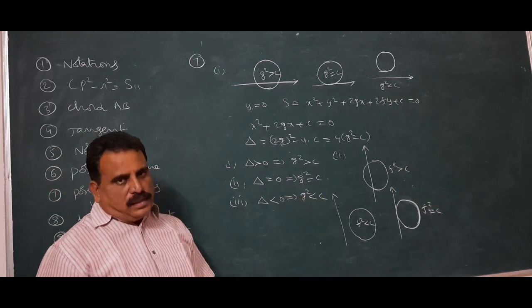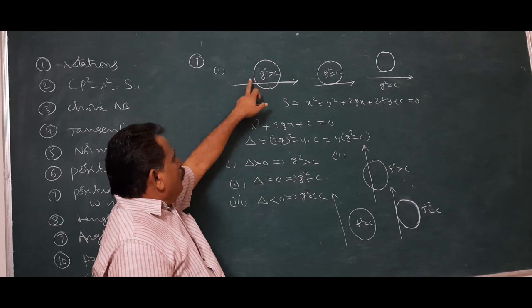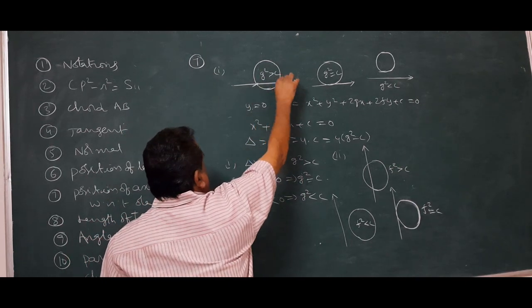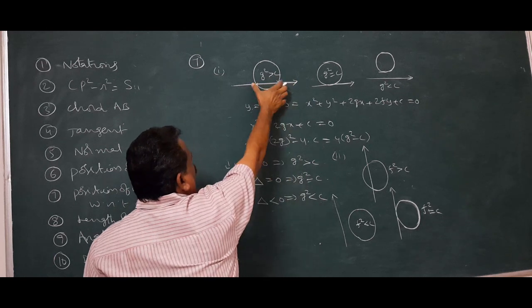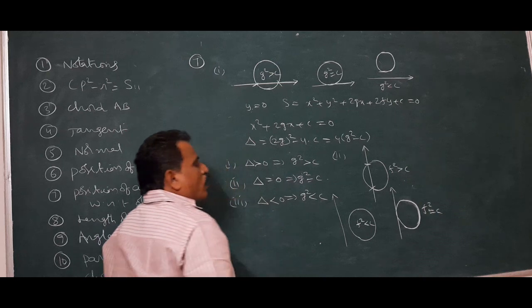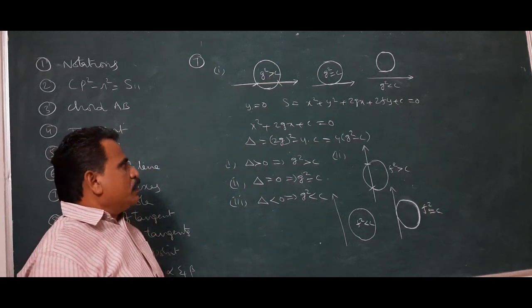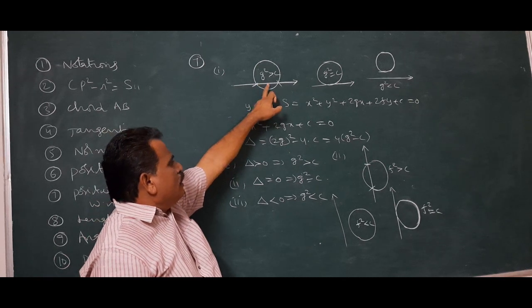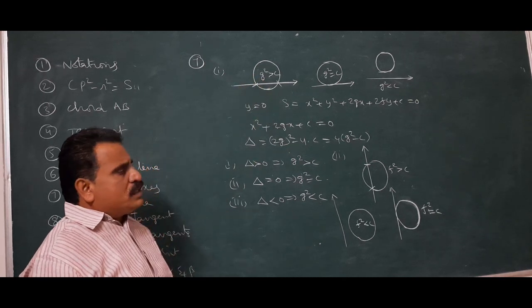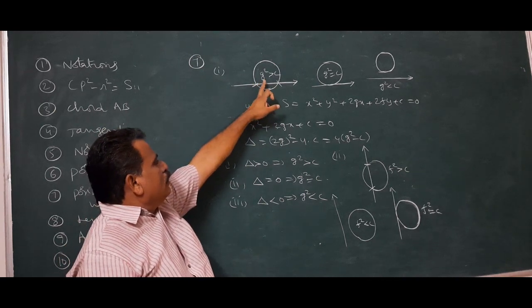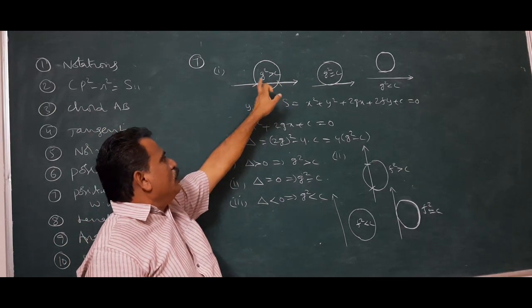Here, the distance between these two points is called the x-intercept, as well as the distance between these two is called the y-intercept. The x-intercept is nothing but 2 root g square minus c. How do we decide that? It is the distance between these two points.